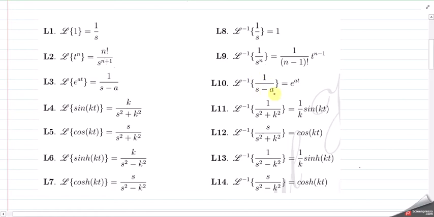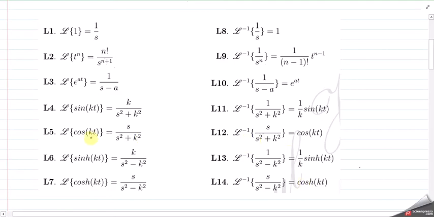Laplace of e power at is 1 over s minus a. So Laplace inverse of 1 over s minus a is e power at. Very simple, straightforward. Sine of kt, we have a k. This k is constant, so this k shall go down here. So this becomes Laplace inverse of 1 over s square plus k square, 1 over k sine of kt.